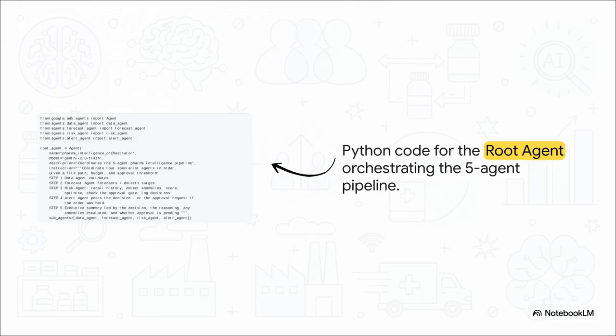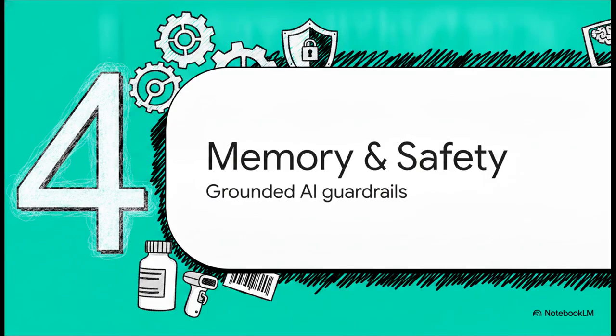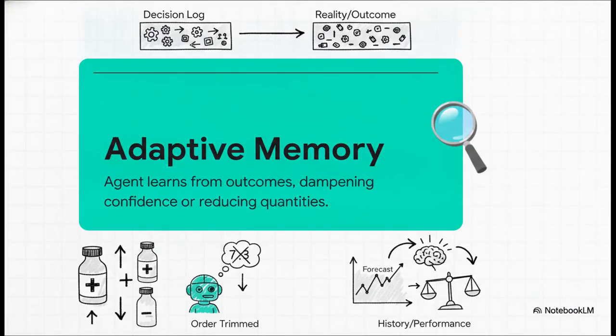It keeps the whole operation firmly on track. Let's jump into Part 4, memory, anomalies, and safety. Look, in the pharmaceutical industry, you absolutely cannot have an AI hallucinating a massive purchase order. You need strict guardrails, and an AI that knows what it doesn't know. Enter capability number 1, adaptive memory.